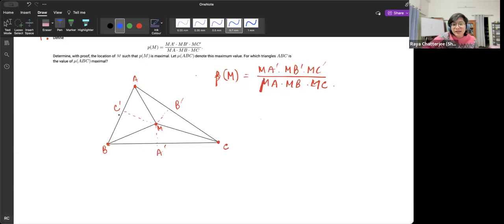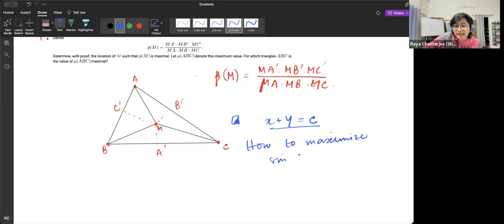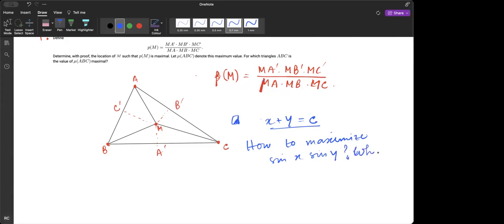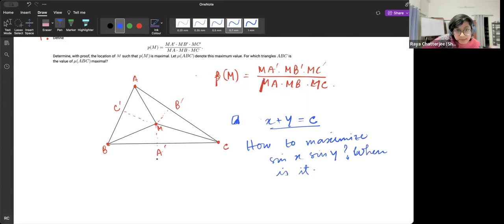But you guys are missing something important, and I wanted to highlight it. Try to think about this: if x plus y is a constant, then how to maximize sine x sine y? So x and y are MBC and MBA, exactly.